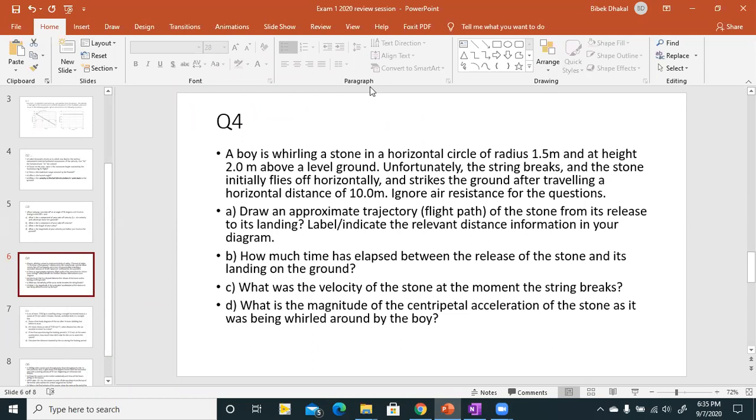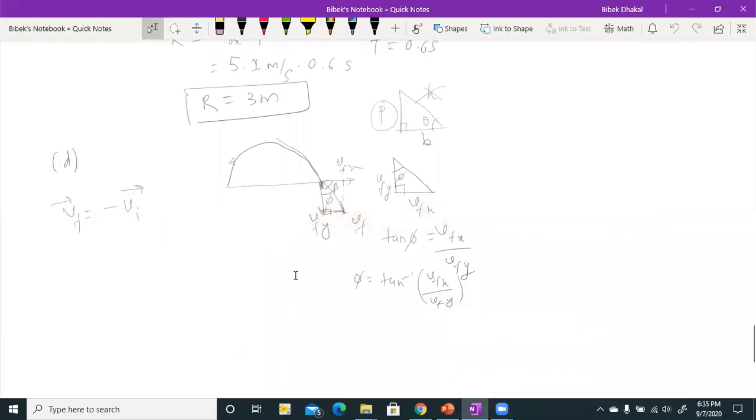It's 6:35. So let's solve another problem. In this problem, a boy is rolling a stone in a horizontal circle of radius 1.5. So he was just rotating a ball or something, and the string broke, and now the ball flies like a horizontal projectile. We are asked to find the time of flight, and the velocity at the moment that the stone hits the ground. So let's see how to solve this problem.